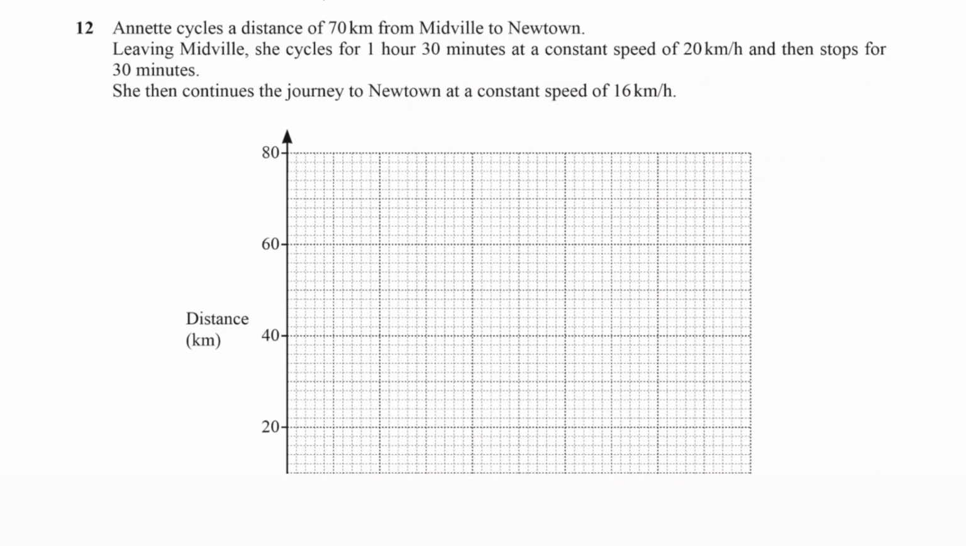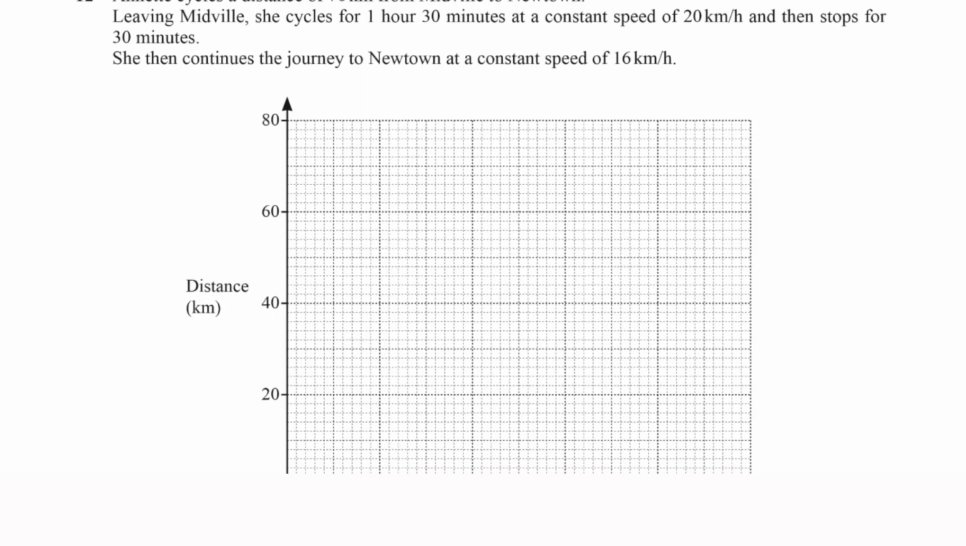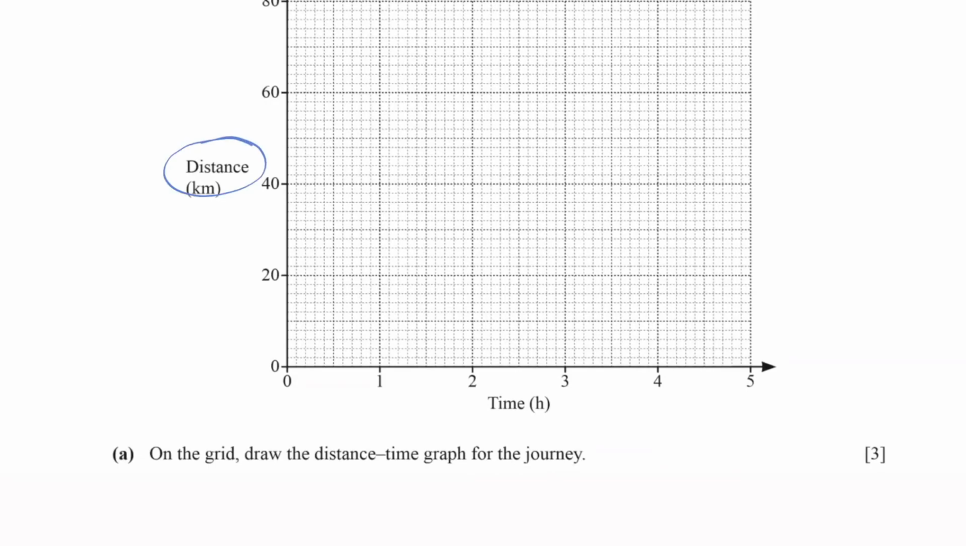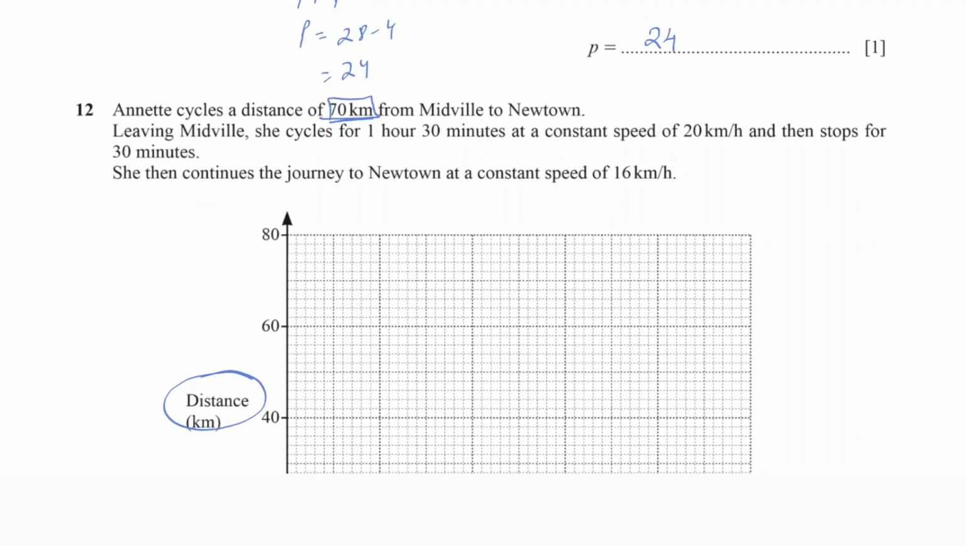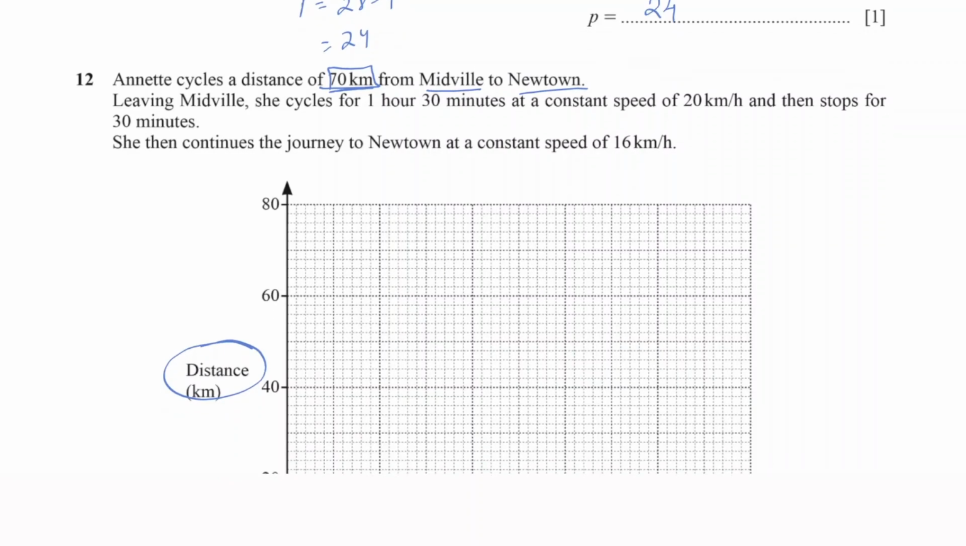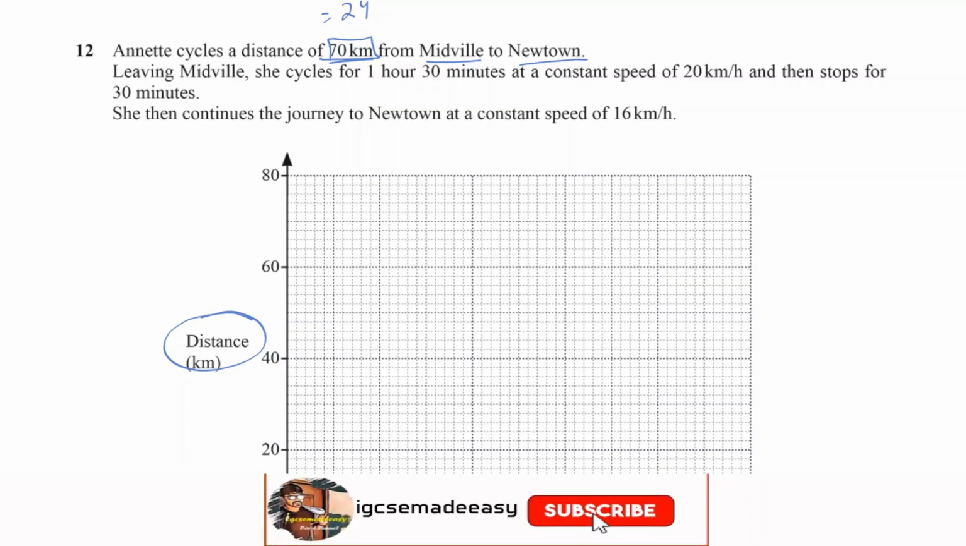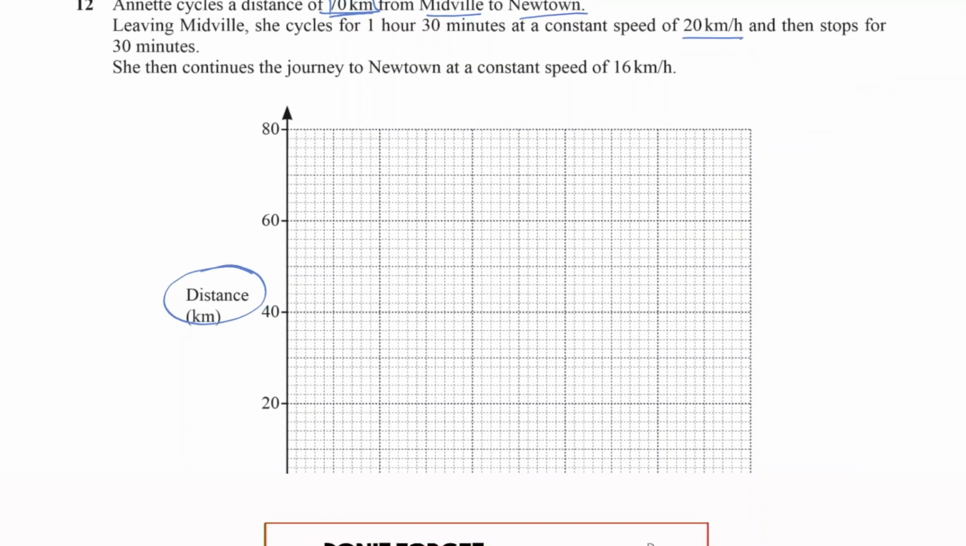Question number 12. Anita cycles a distance of 70 km from Midville to Newton. Leaving Midville, she cycles for 1 hour and 30 minutes at a constant speed of 20 km per hour. Okay, so she traveled a total distance of 70 km. Here the distance and time graph is given. So the total distance she traveled from Midville to Newton is 70 kilometers, and she first leaves Midville and cycles for 1.5 hours, 1 hour and 30 minutes, at a constant speed of 20 kilometers per hour. That's what we have to draw here.